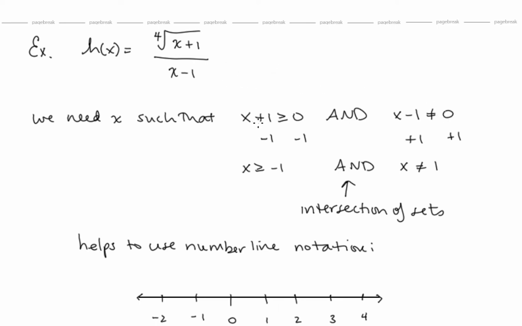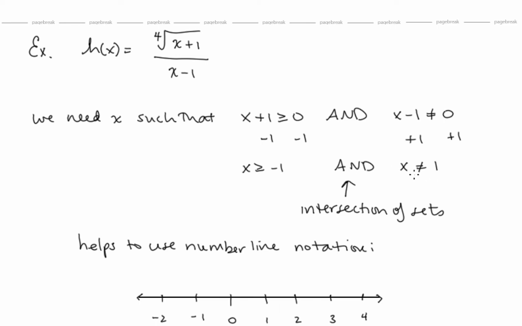So here, simplifying says that x must be greater than or equal to -1. And we also need, simplifying here, we get x is not equal to 1. So we need both of these conditions to hold for all of the x values in the domain. So we want the intersection of these two sets. Here's a set x greater than or equal to -1, and here's a set x not equal to 1.